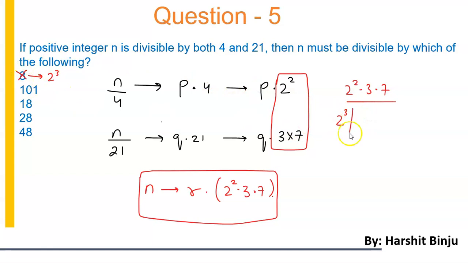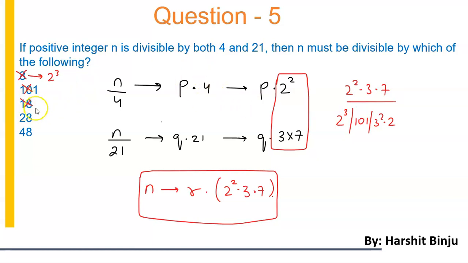What about 101? 101 is a prime, so I can't factorize 101 further, so it's not divisible. If I talk about 18, 18 is basically 3 square into 2. Now 2 will be cancelled from 2 square, but I have a 3 square, so I'll be left with a 3 in the denominator. So again, it's not divisible.